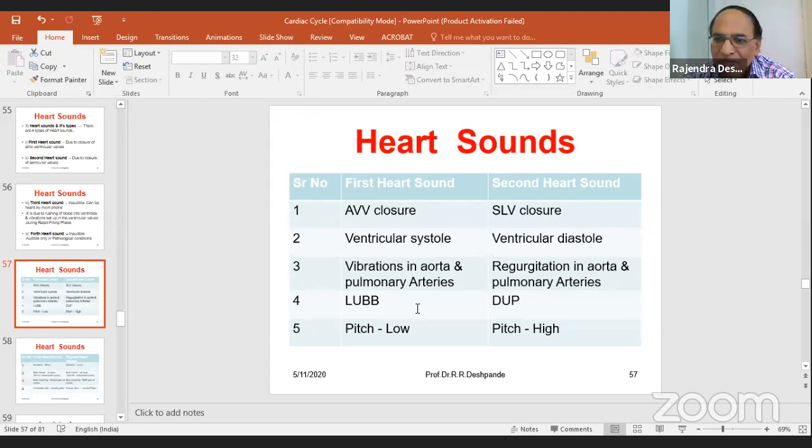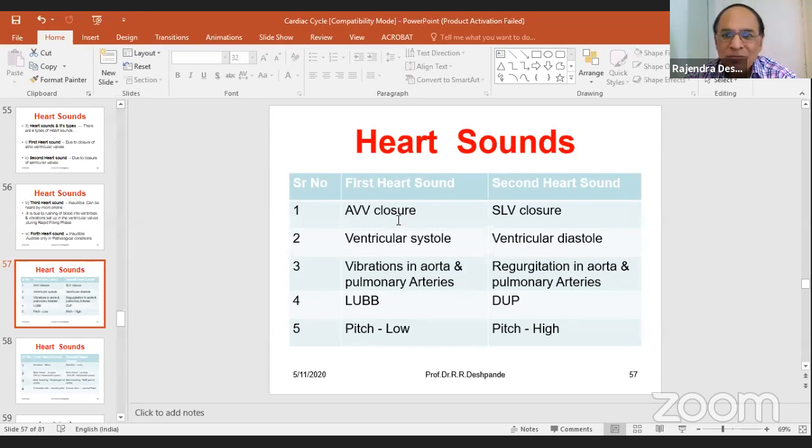This is lup. This is dup. Lup, dup, lup, dup. Lup, dup, shh, lup, dup. This is called an abnormal heart sound. Can you see my action? Can you see me, how I am doing? Lup, dup, lup, sh, dup, lup, dup, sh. This is a murmur. Write down that word. Abnormal heart sound is equal to murmur.